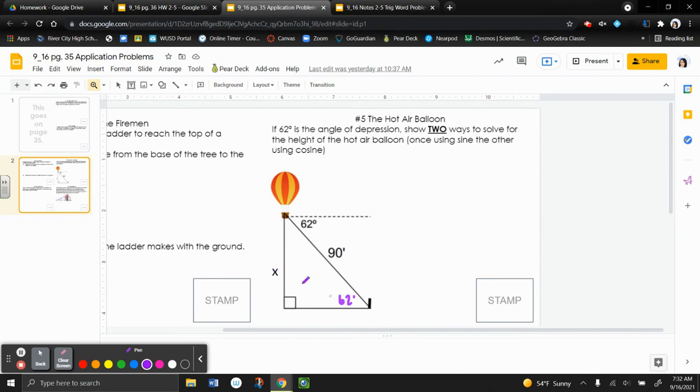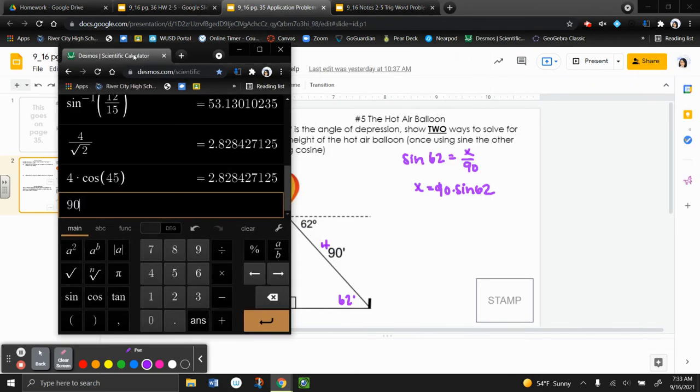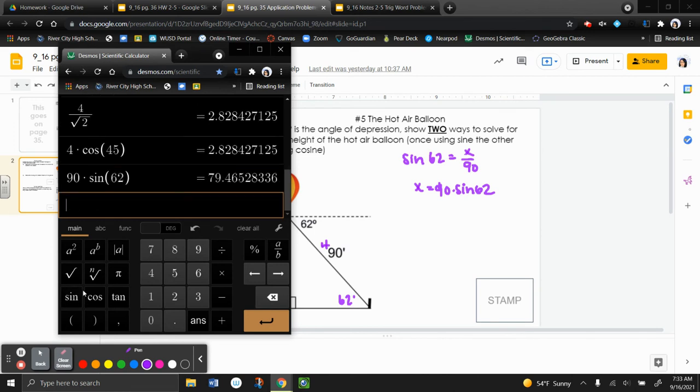So one way I could solve this is using sine. All right, this is opposite, this is hypotenuse. So I'm going to say sine of 62 is equal to x over 90, and we can multiply. So 90 times sine of 62. So we get 79.47.